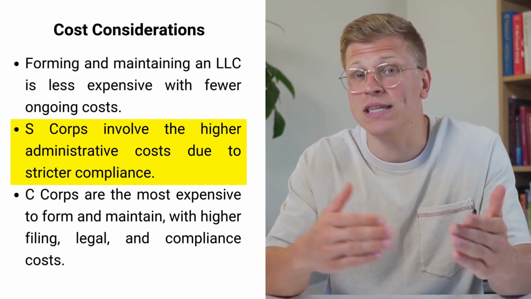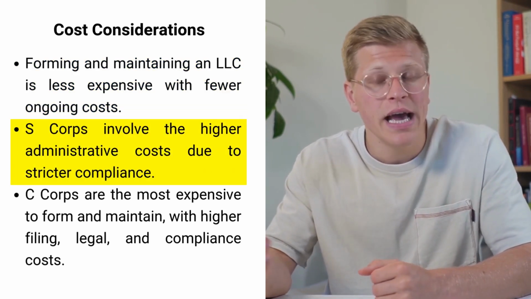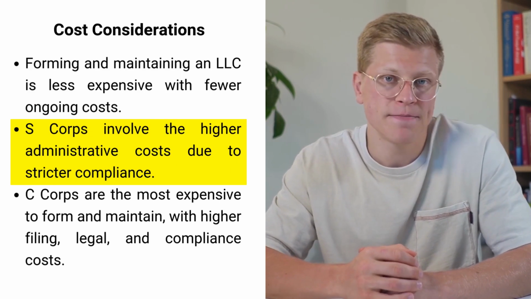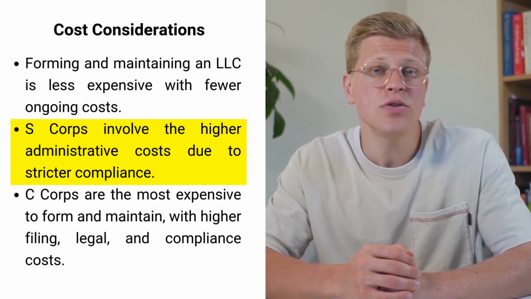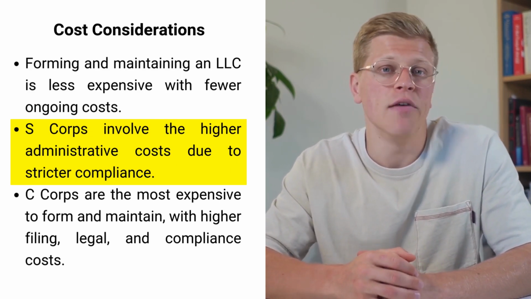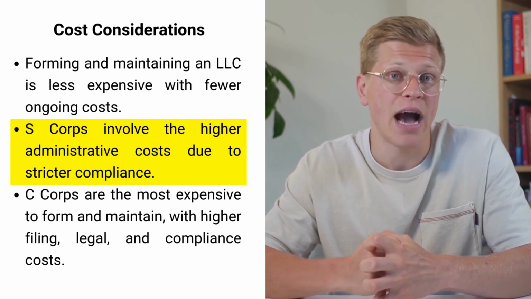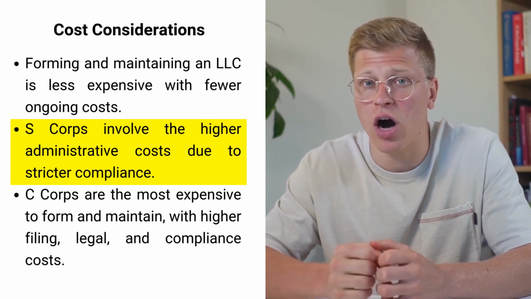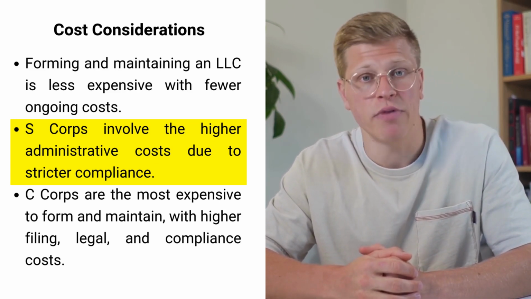Now, S-Corps, while still less complex than C-Corps, involve higher administrative costs. These costs stem from the need to comply with stricter reporting and governance requirements. Legal and accounting fees can also add to the overall cost of maintaining an S-Corporation.